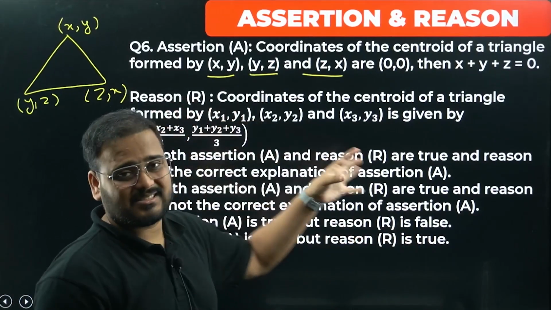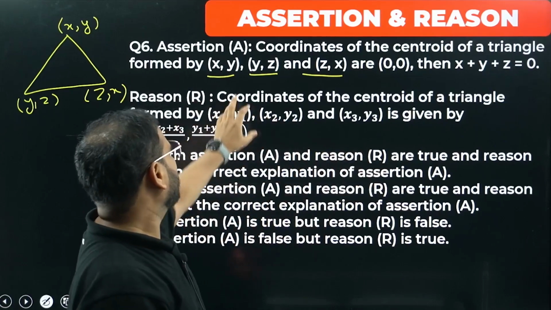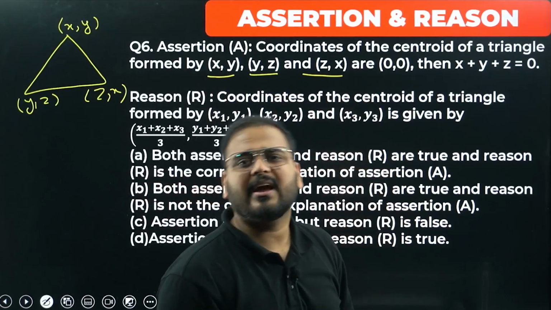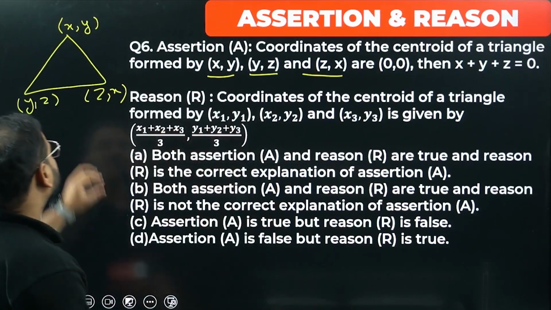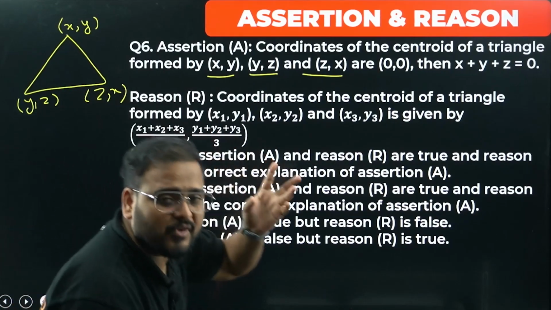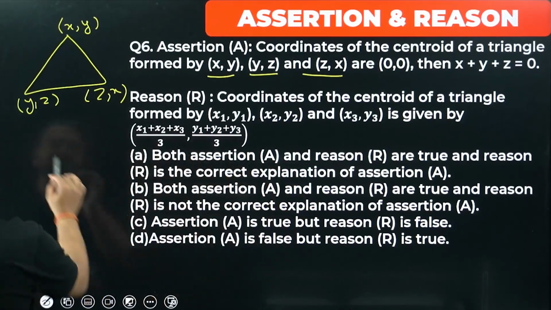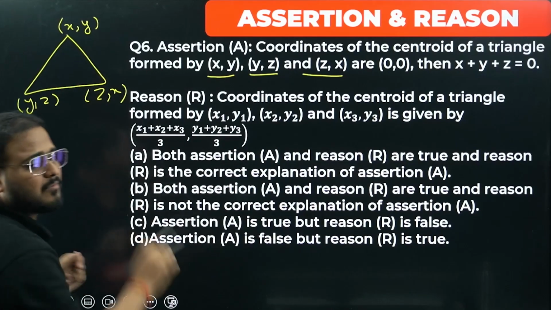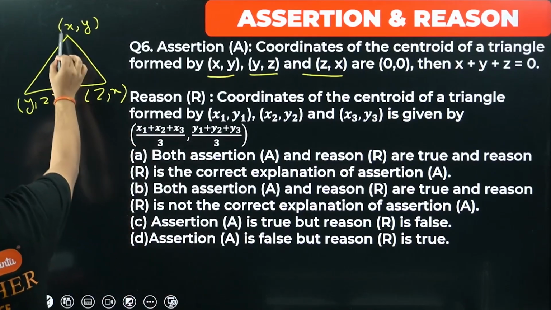Okay, the values can be 1, 2. I can take p, q, q, r like that also. Any value I can take. Please check. So x, y is my first vertex coordinate, y, z is over here, z, x over here. What's the formula for the centroid? Sir, the sum of all the x coordinates. So what is that? X over here.